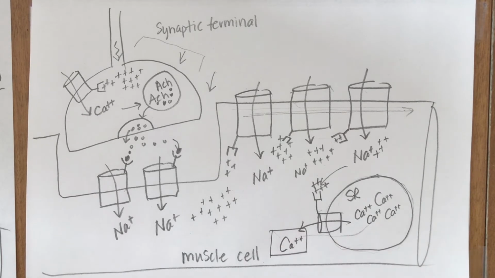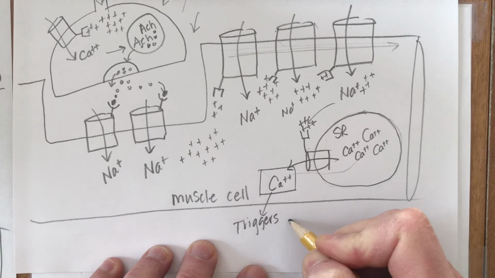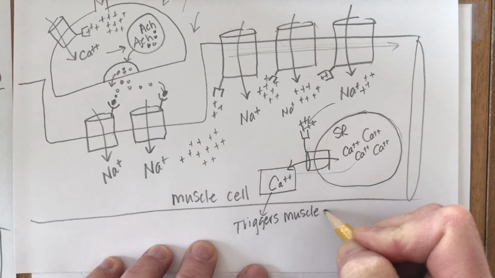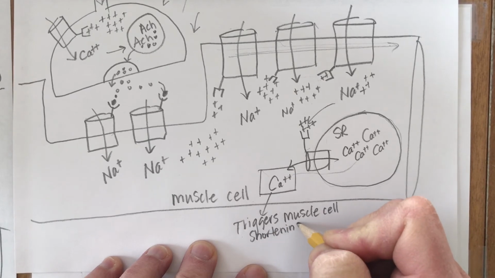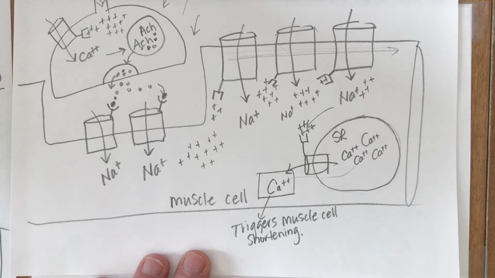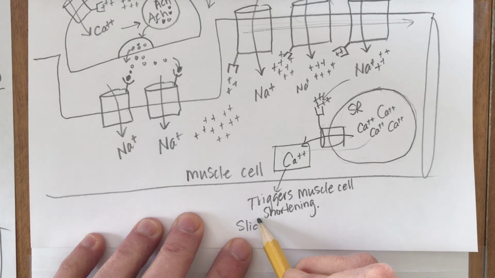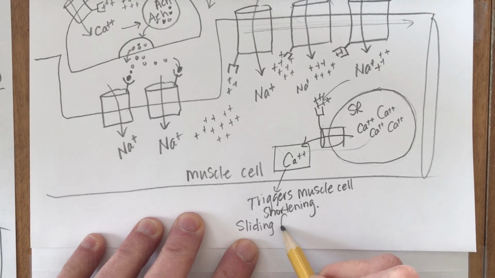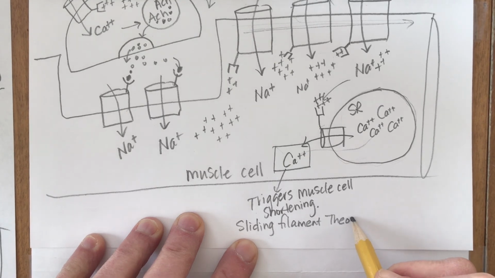Calcium is responsible for triggering muscle shortening. So calcium is responsible for triggering muscle cell shortening, and a whole series of interesting steps that we may visit at another time. And this shortening is described by the sliding filament theory.